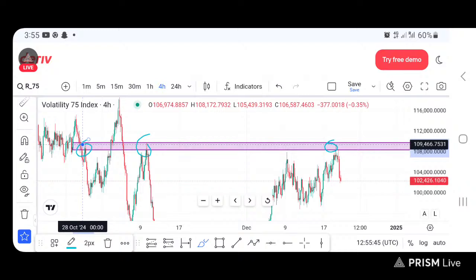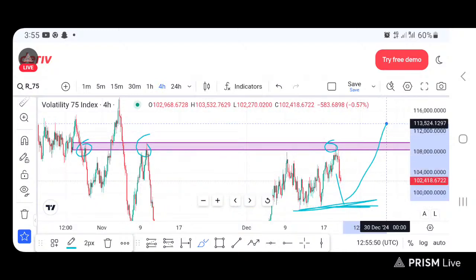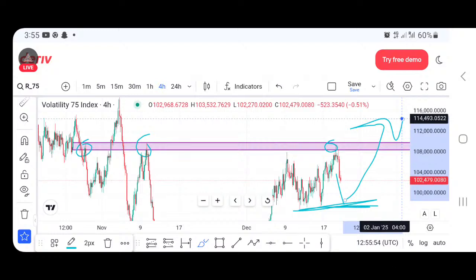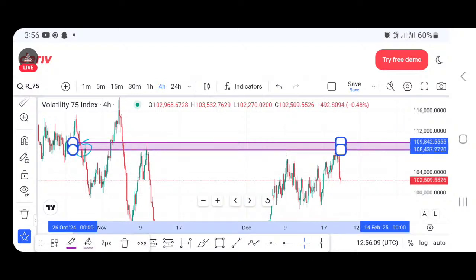So if the market comes here and doesn't break this low here, and then comes back and breaks above this, that means we shall start seeing a bull momentum coming in. So we will be looking for buy opportunities only, and then we stop looking for sell opportunities. Are you getting that point? So let me lock this and we continue.